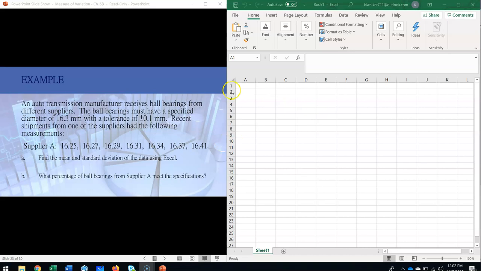Okay, so here I have a blank workbook opened up from Excel, and what I'm going to do is just type my data values in.